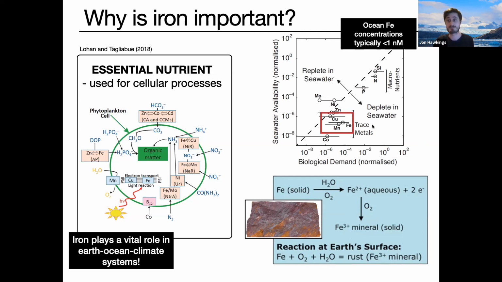And that's probably the most famous environment for iron, because productivity is thought to be limited in large regions of the ocean. Up to 50% of the world's oceans at some point during the year might be iron limited, meaning the ecosystem needs iron to be productive, to be more productive.